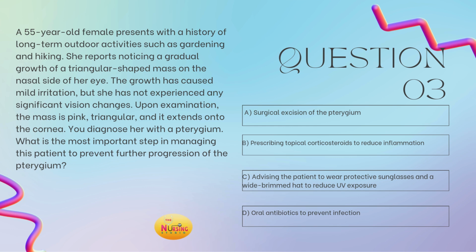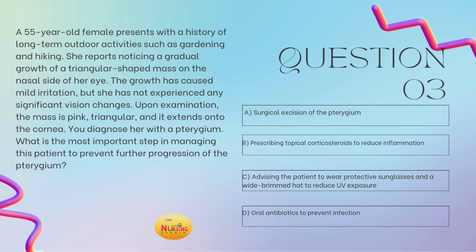Is it A, a surgical excision of the pterygium? Is it B, prescribing topical corticosteroids to reduce inflammation? Is it C, advising the patient to wear protective sunglasses and a wide brim hat to reduce UV exposure? Or is it D, oral antibiotics to prevent infection? Take a moment and tell me what you got in the comments, y'all.